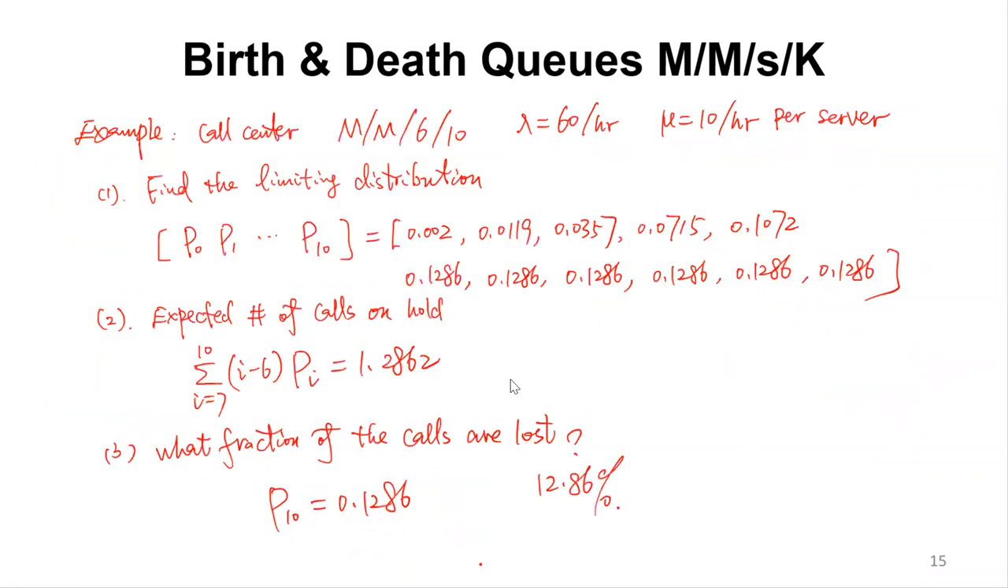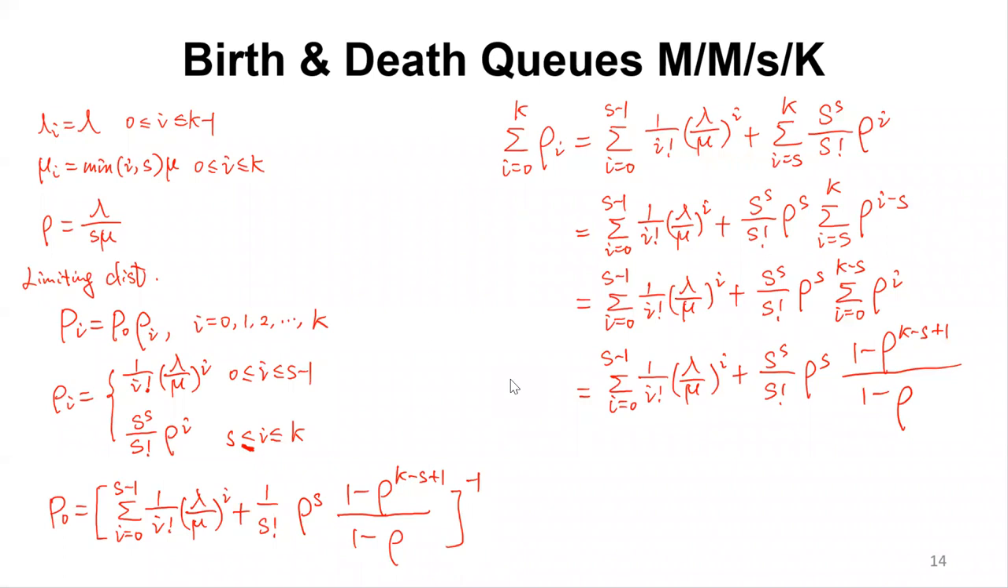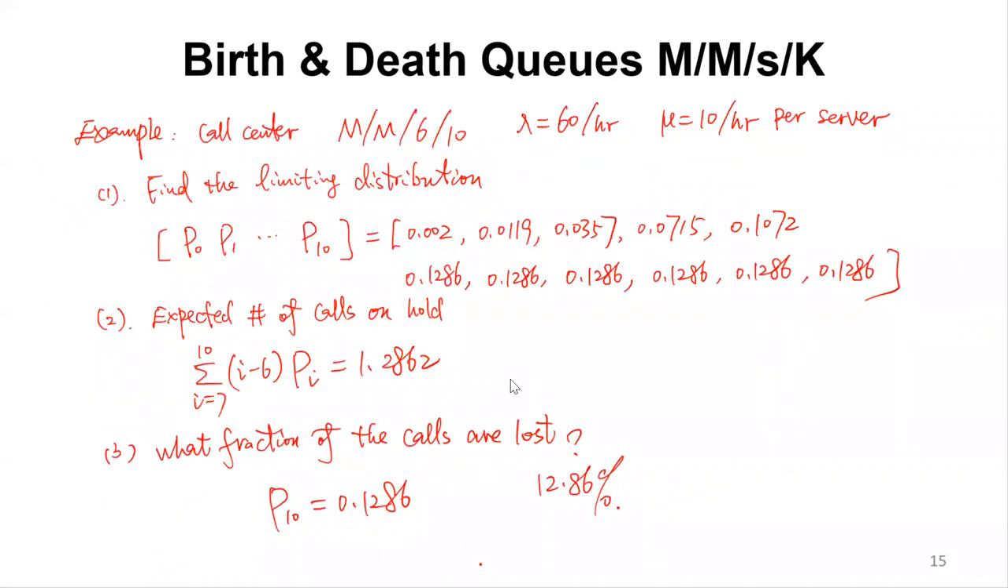Now, let's have a look at an example. Did I skip any slides? Oh, this is 14, this is 15. So suppose we have a call center. We have M/M/S/K, where the number of servers is less than the capacity. So M/M/6/10, and lambda equals 60 per hour, the arrival rate. Service rate is 10 per hour per server.